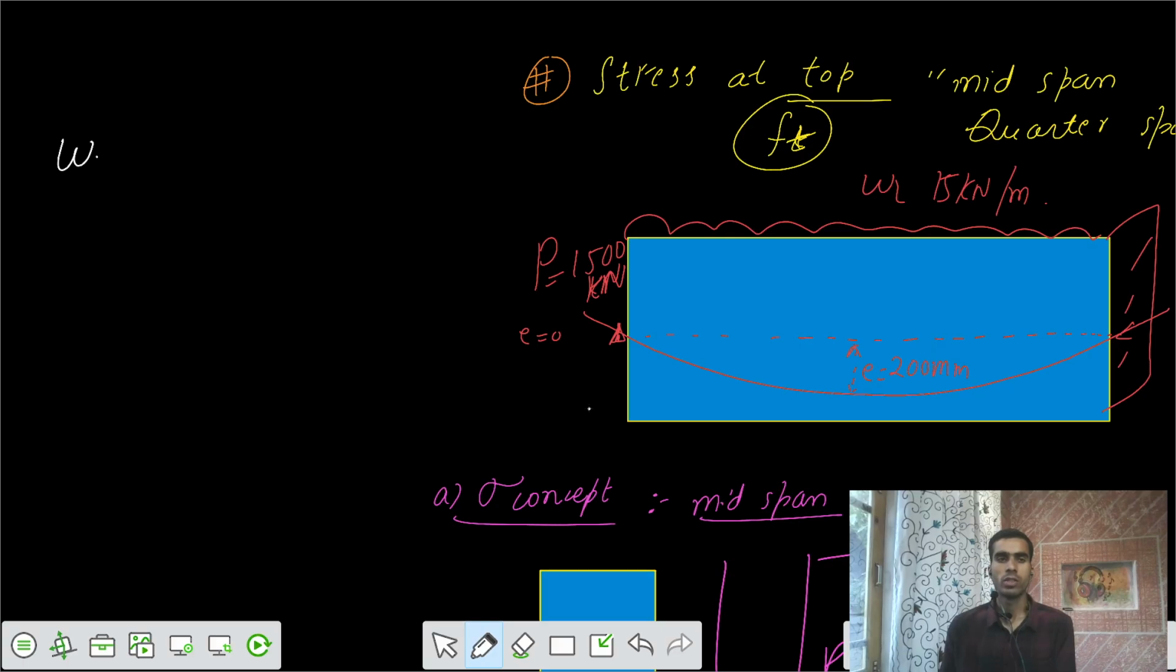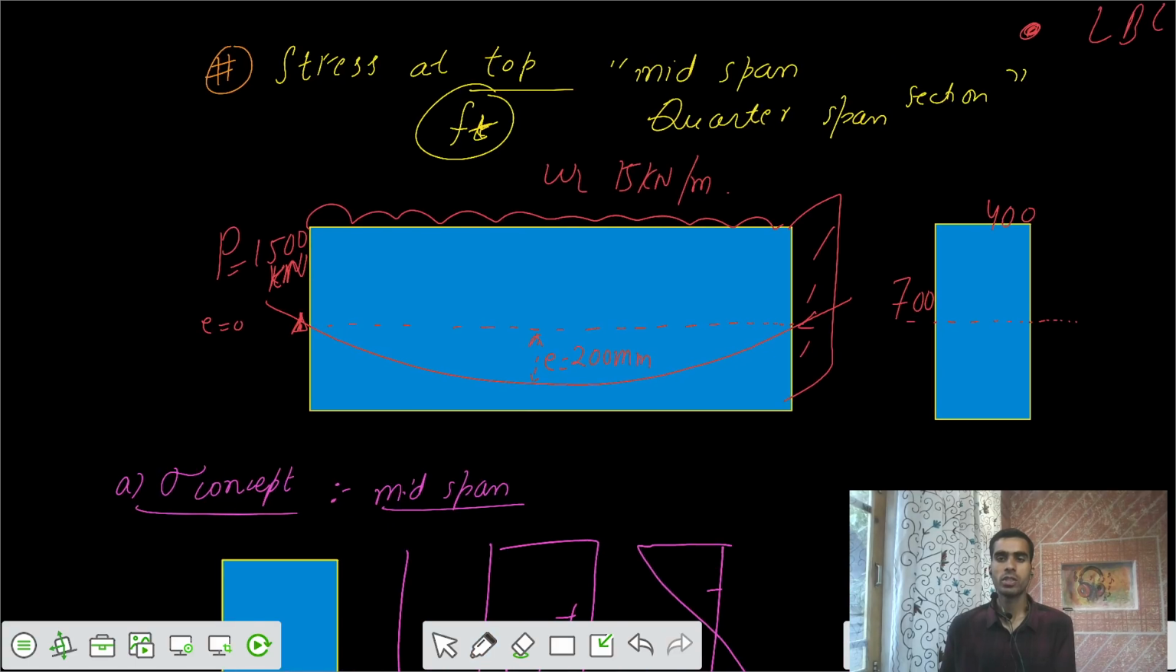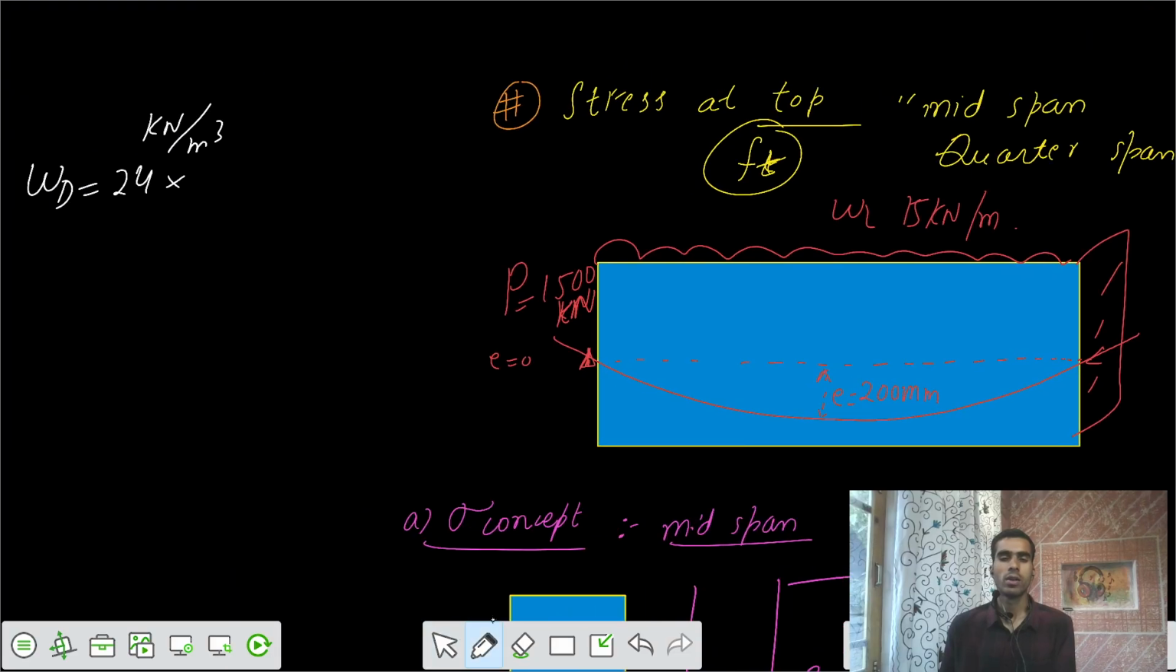total UDL. One is your dead load. Let's take gamma concrete equal to 24 kilonewton per meter cube into the section. What are the section dimensions? 400, 700. So your dead load is equal to 7.2. So I would say total UDL is equal to 22.2 kilonewton per meter.